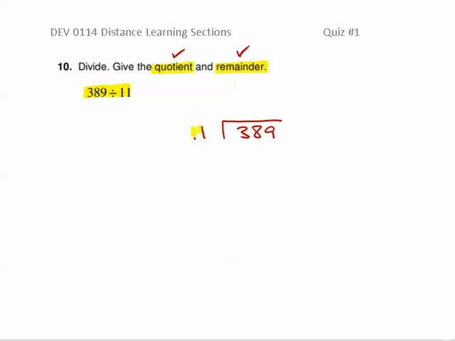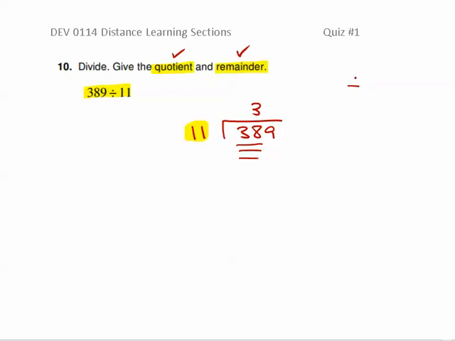So the process works like this. We always use 11 and we try to divide 11 into 3. Well, 3 is too small. So what we do then is look at dividing into 38. How many times does 11 go into 38 without going over? Well, that would be 3. So I'm going to write a 3.